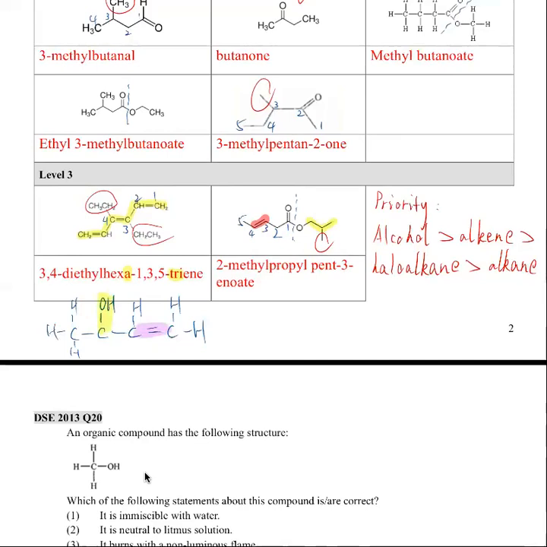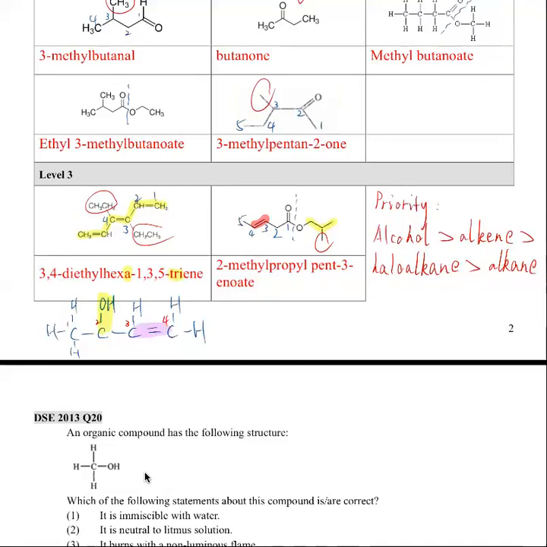Okay, so which one should we give the lowest number? So according to IUPAC naming rules, they have a priority list. Okay, and on this list, alcohol has a higher priority than alkene, than the double bond. Okay, so we need to give the alcohol functional group, the OH group, the lowest number. Okay, so in order to maintain the lowest number for the OH group, we should number it from the left-hand side. Okay, so it will be carbon 1, 2, 3, 4, like this.